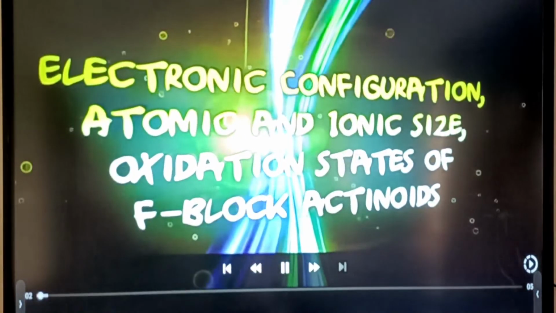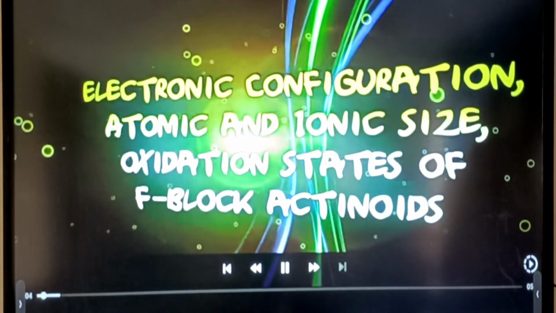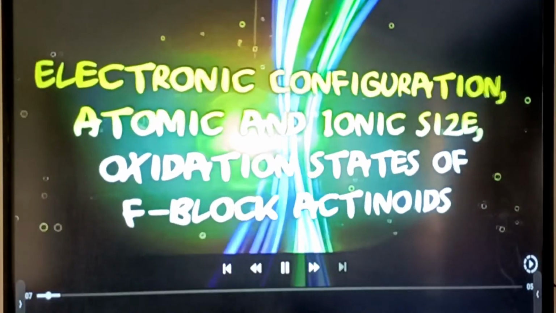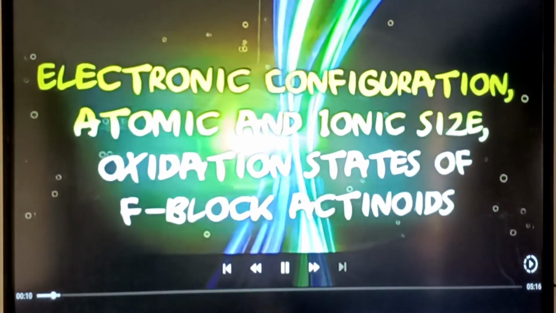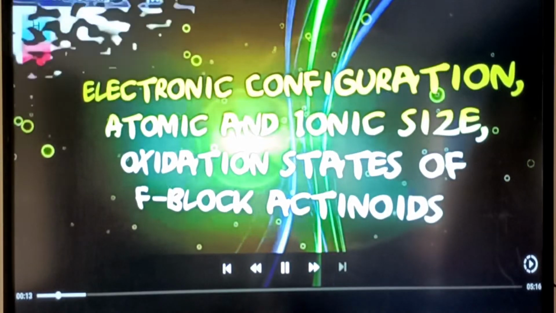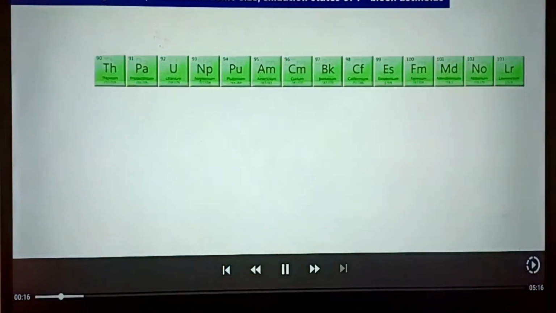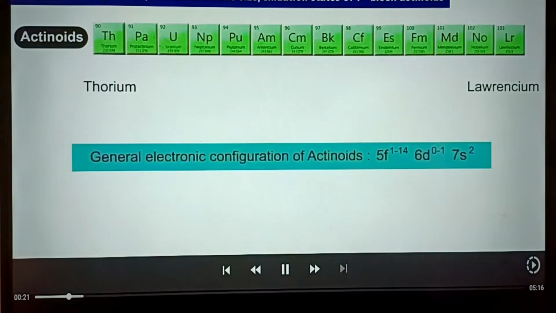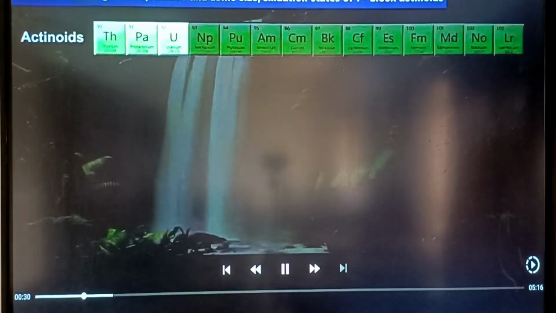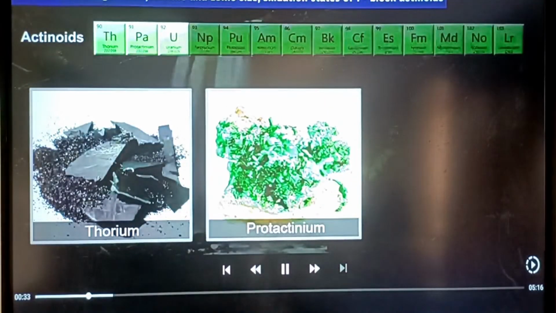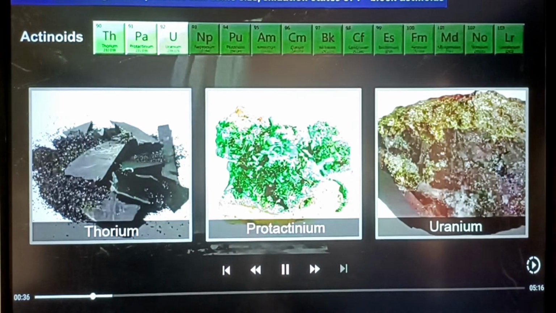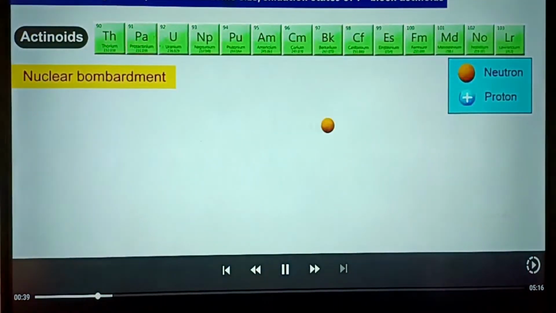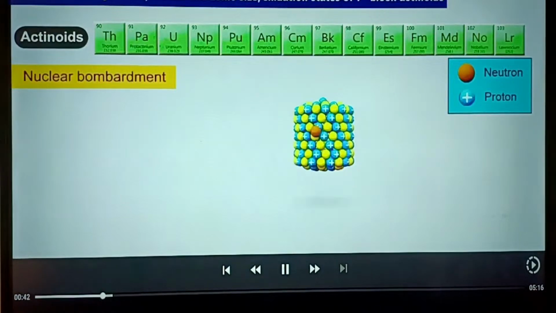In this module, we will be studying the electronic configuration, atomic and ionic size, and oxidation states of f-block actinoids. The 14 elements from thorium to lawrencium, in which the differentiating electron enters the 5f orbital, are called the actinoids. Only the first three elements, namely thorium, protactinium, and uranium, occur in nature. The other elements are made artificially by nuclear bombardment.